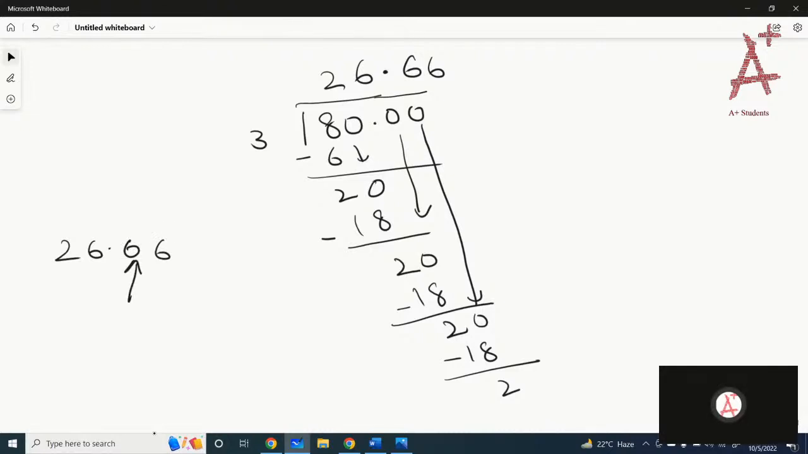So this digit is at the 10th position. So here I have 6. 6 is greater than 5. That means you have to round up, just add 1 to the digit that is at the 10th place. So the answer is 26.7. Got it?